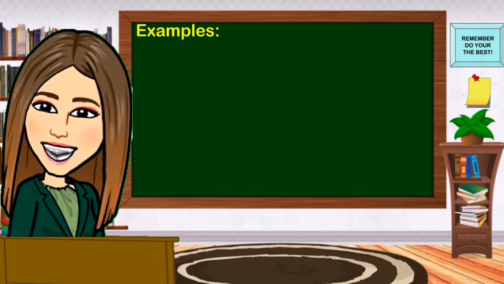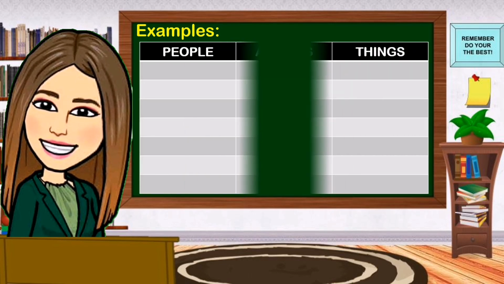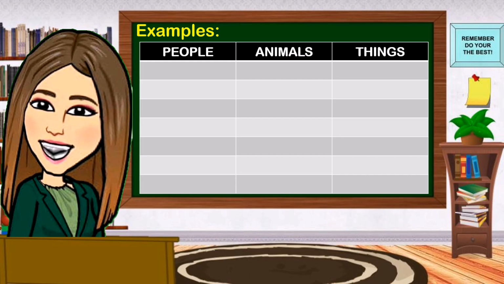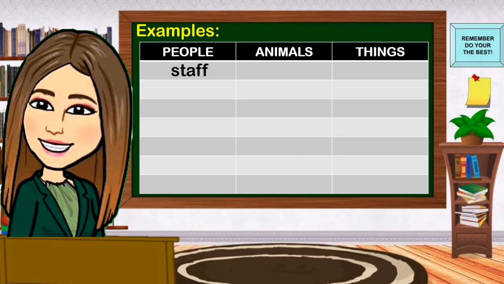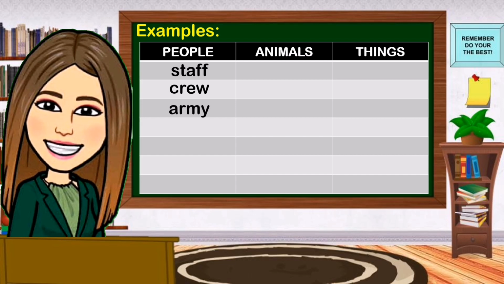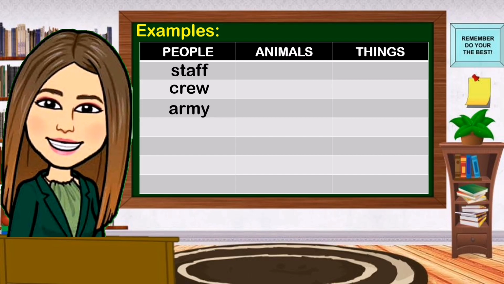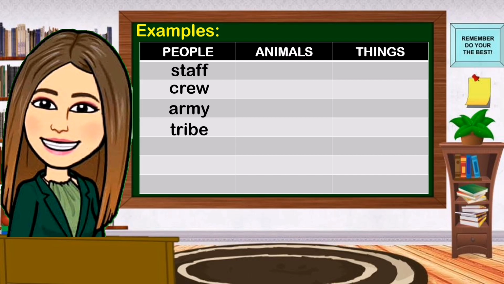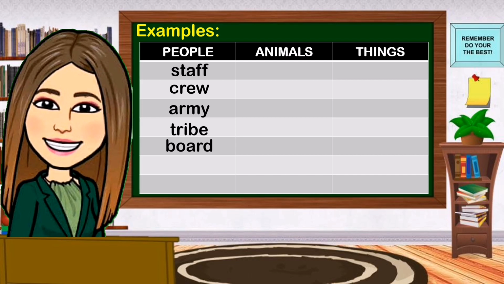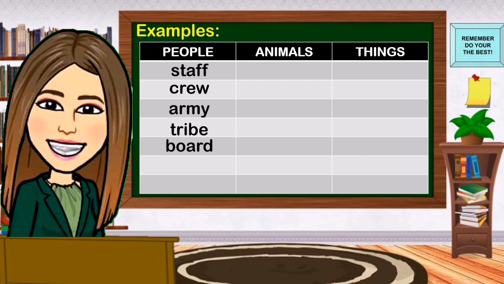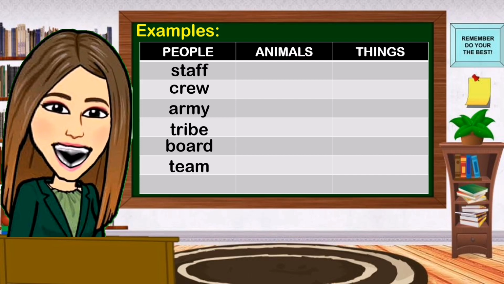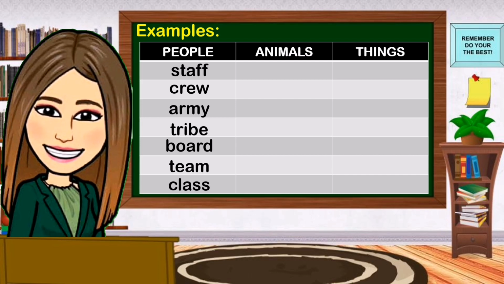We use collective nouns to define group of people, like staff is a group of employees, crew is a group of sailors, army is a group of soldiers, tribe is a group of natives, board is a group of directors, team is a group of athletes, and class is a group of students.